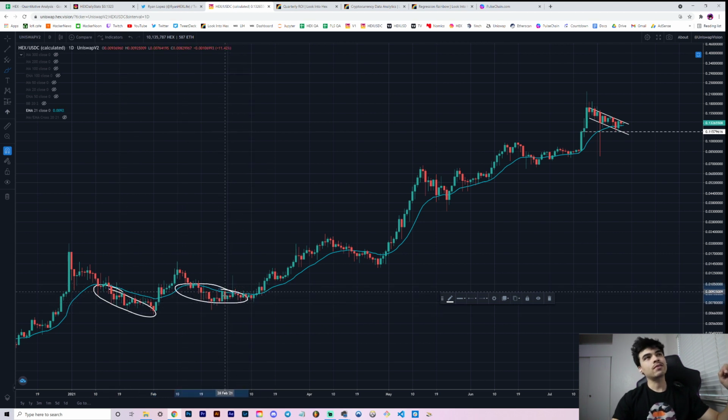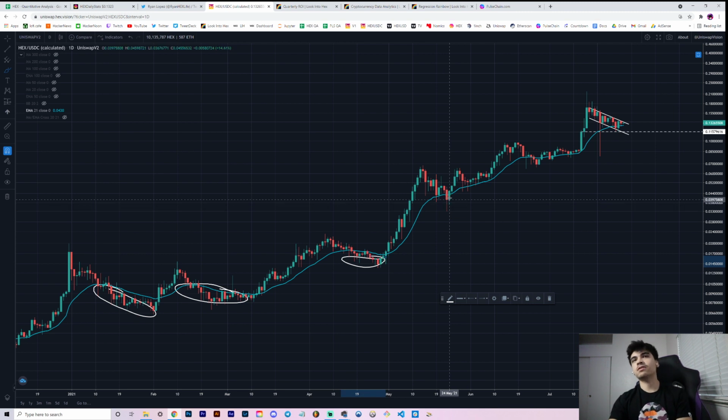When we're beneath the 21-day EMA, price tends to have nice reaccumulation zones, and even with fake outs, look at this candle right here. The body went beneath it. It wicked far beneath it, right? It wicked down to 3.3 when the curve was at 4.3 approximately. So it wicked down about 30% beneath our support, right? What kind of support is that? But that was just on the hourly, right?